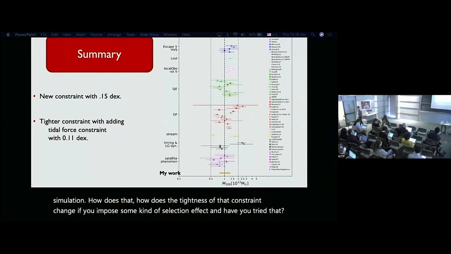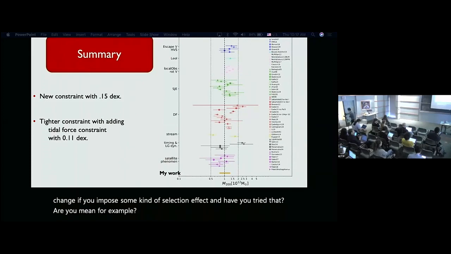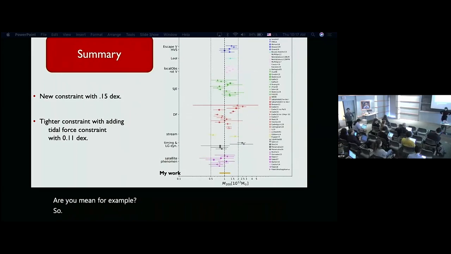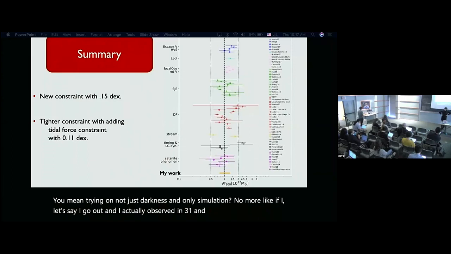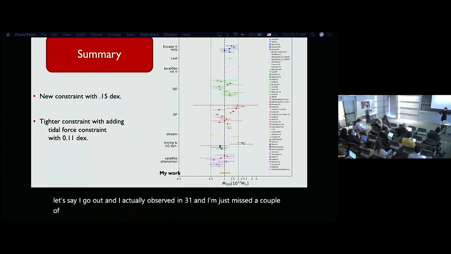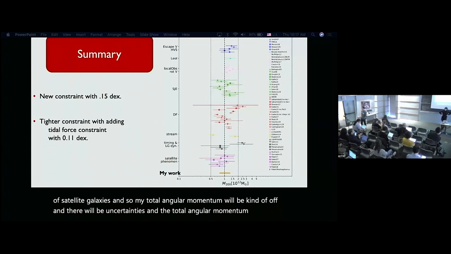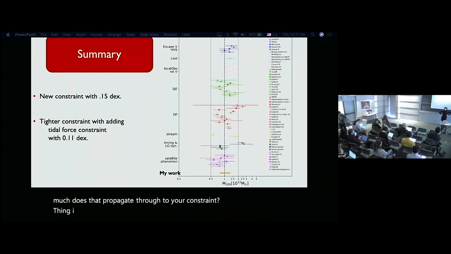Oh, you mean, for example, trying on not just dark matter only simulation? No, more like, let's say I go out and I actually observe M31, and I miss a couple of the satellite galaxies, and so my total angular momentum will be kind of off, and there will be uncertainties in the total angular momentum. How much does that propagate through to your constraint? I think I didn't get your question correctly. Okay, we can take it afterwards as well. Sorry.